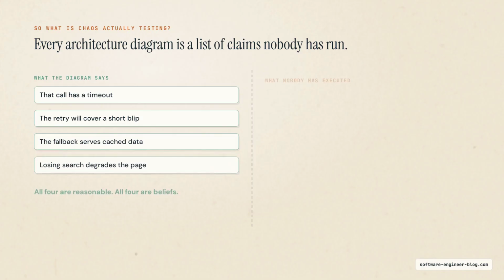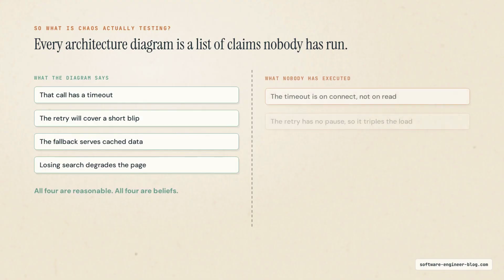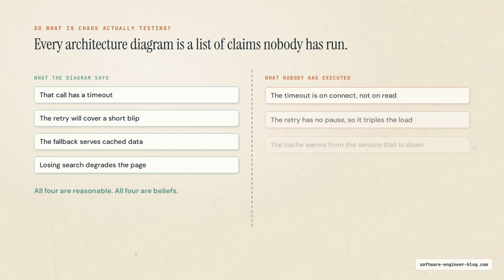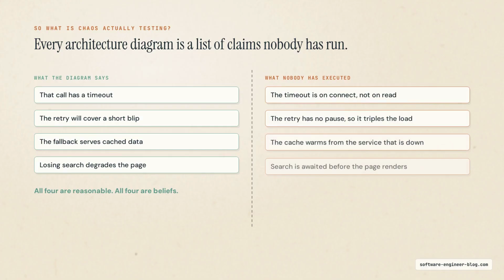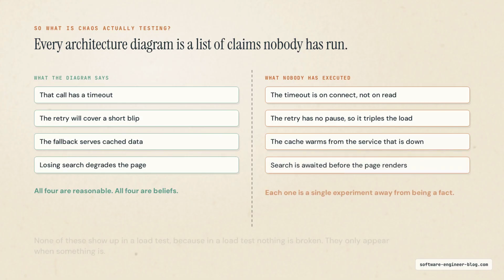On the right is what happens when somebody finally executes them. The timeout turns out to be on connecting, not on reading, so it never fires on a slow answer. The retry has no pause built into it, so it triples the load on a service that is already struggling. The cache warms itself from the service that is down, and search is waited for before the page renders, so losing it does not degrade the page at all, it stops it.